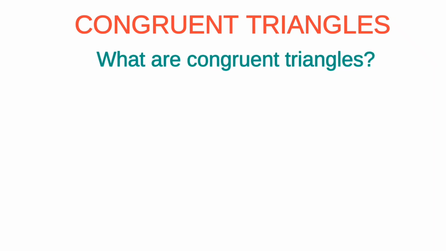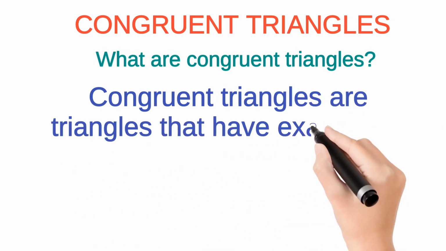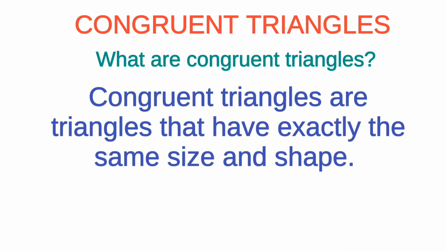Welcome. In this video, we are going to be looking at congruent triangles. The question is, what are congruent triangles? Congruent triangles are triangles that have exactly the same size and shape. That is, the corresponding sides are equal and the corresponding angles are equal as well.